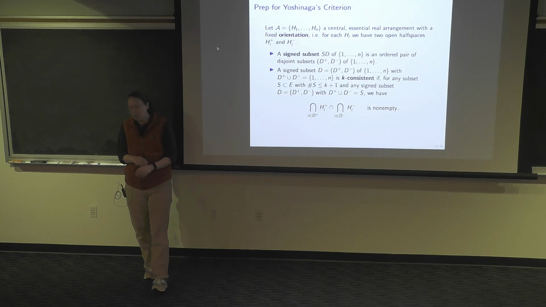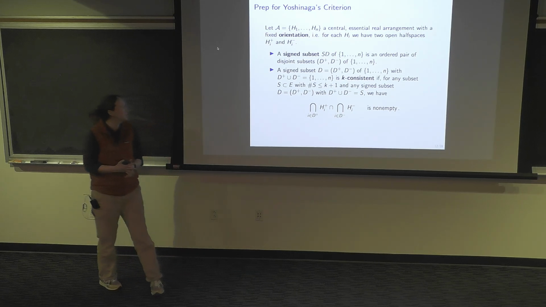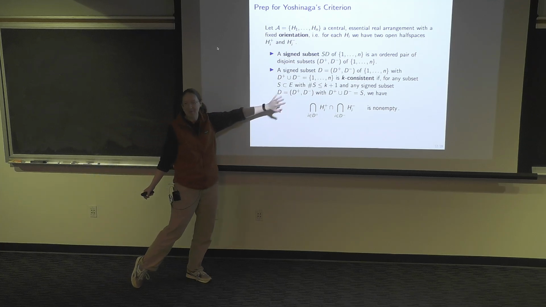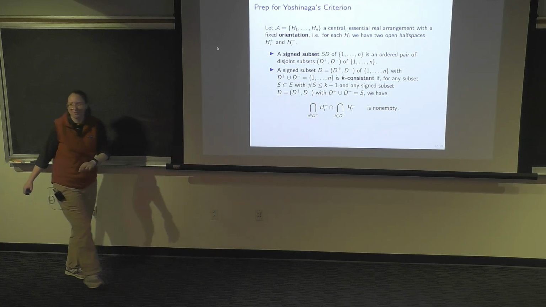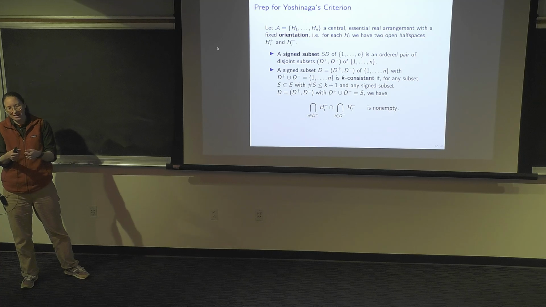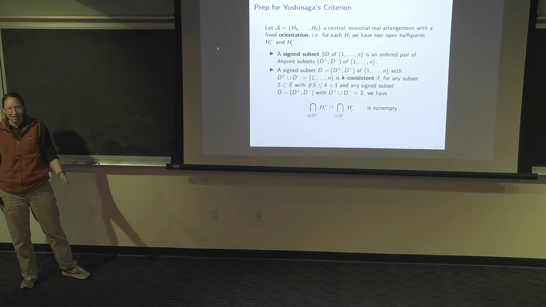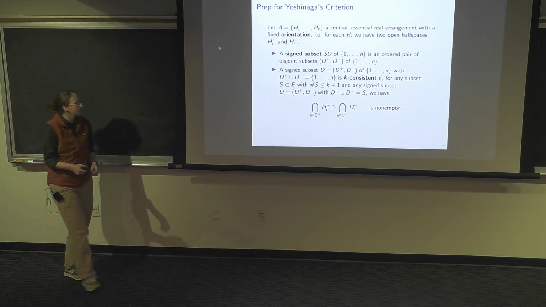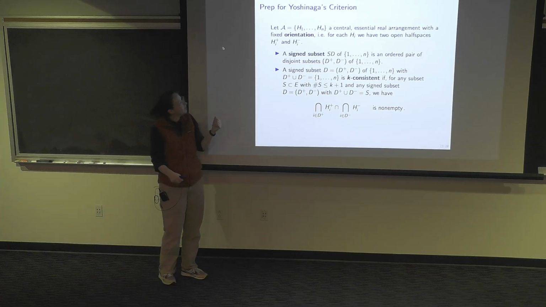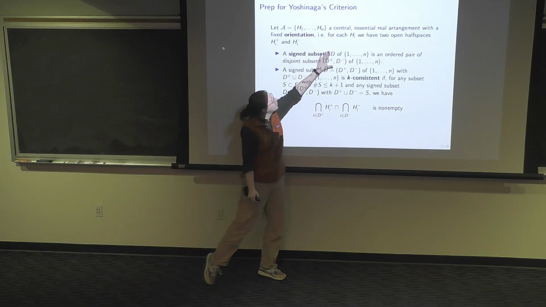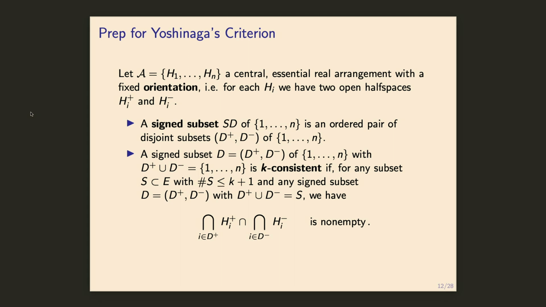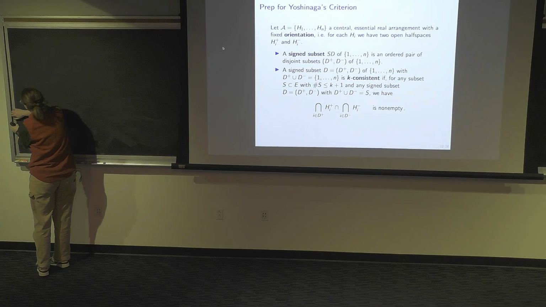In order to tell you how Yoshinaga's criterion works, I don't like this slide. I promise you I will explain it in words. I have to indoctrinate you a little bit into the language of oriented matroids. So the idea is that, this is a typo, this should just be D. The idea is that when you have a hyperplane arrangement, you have all these half spaces that come with it. So let's do an example.